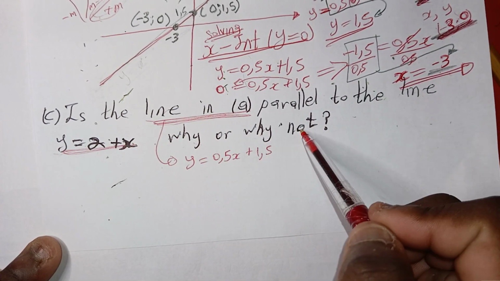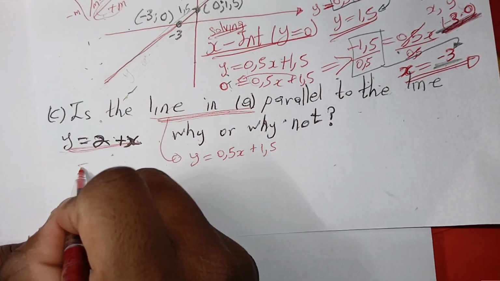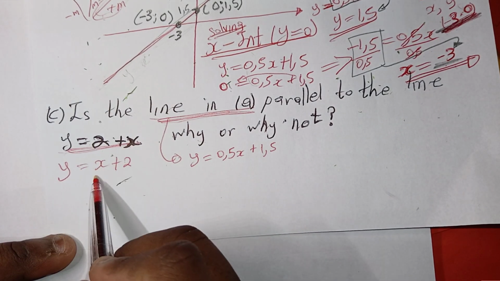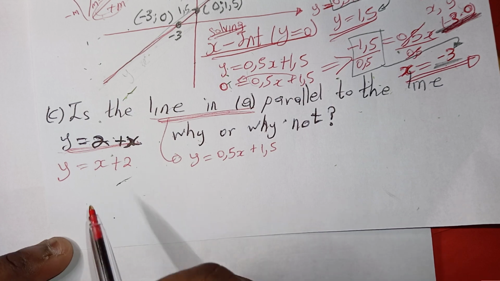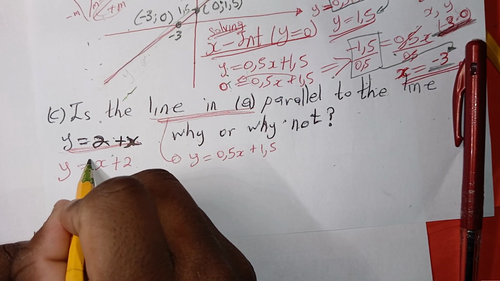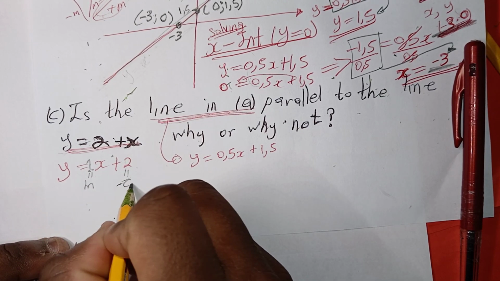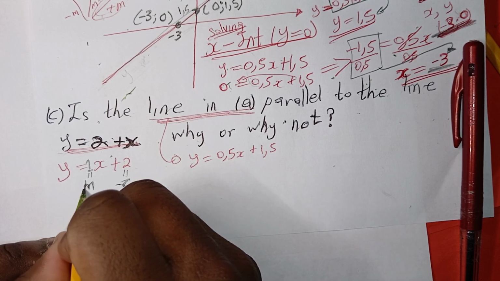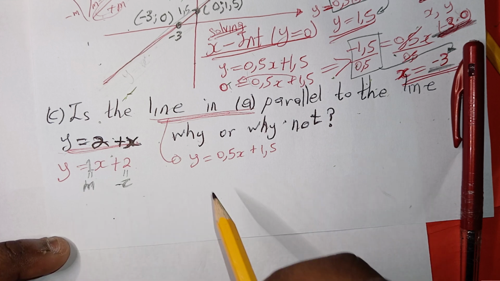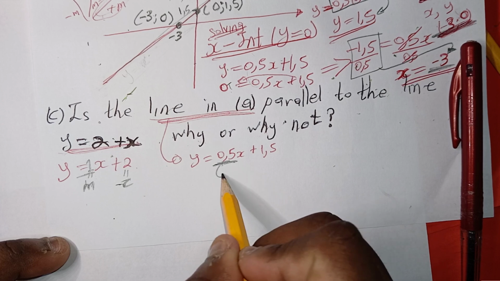So what I want you guys to notice is that this equation, just rearrange it, write it in this format, because y is positive and also 2 is positive. Do you see? So now if you can notice here, the gradient of this is the number in front of x, and this one is c. The reason why I rearranged this is that I want to show you that if you compare their gradients, they are not the same.